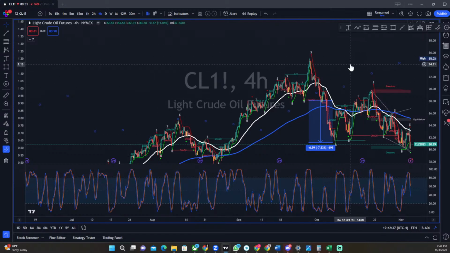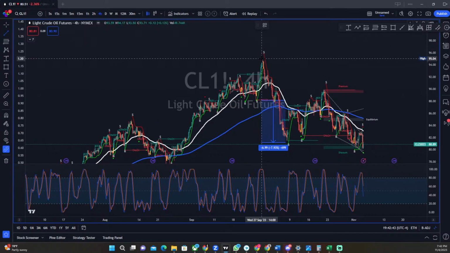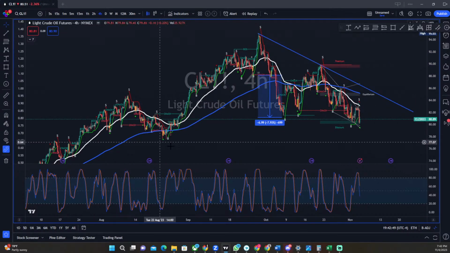Right? So now, with oil making this higher low, a lower high, right? We got ourselves a downtrend that looks like this. I don't think it recovers this. I think we're going to get more lower lows. We're going to, at the very least, maybe retest 78.20.